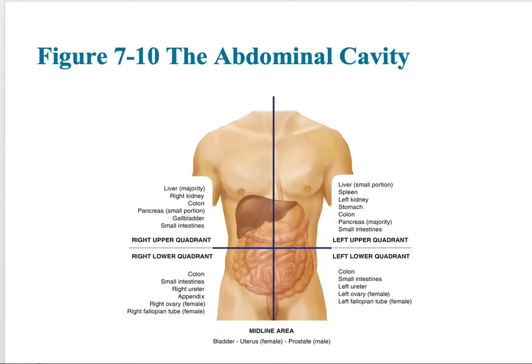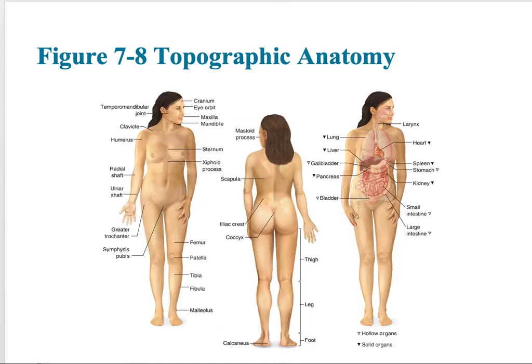And a few more anatomical regions. As we break down the human body, its different cavities would house different organs. We'll talk about these shortly. Then the cranium, the orbits of the eye, the upper cheekbones or maxilla, the lower jawbone or mandible. The temporomandibular joint is where the cranium and the lower jawbone, the mandible, meet together.